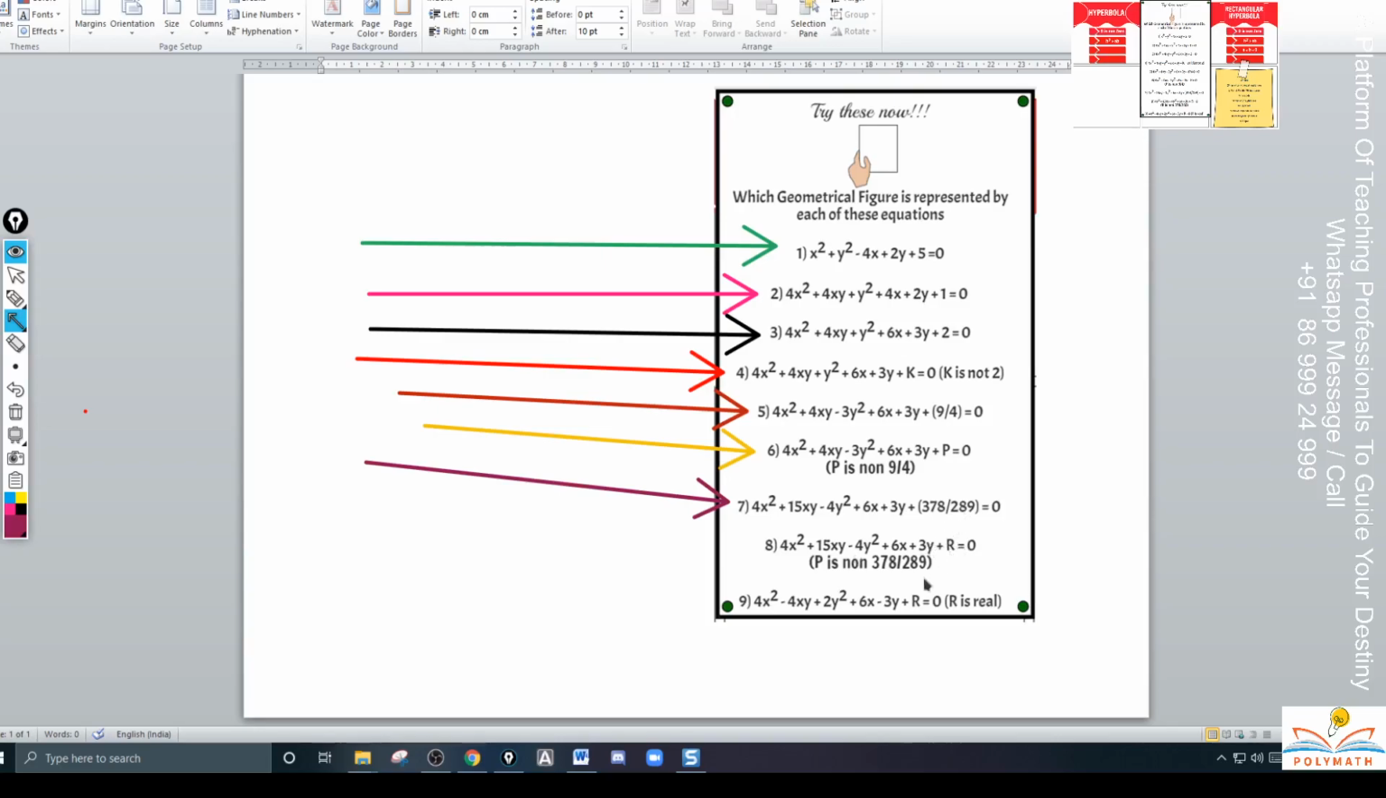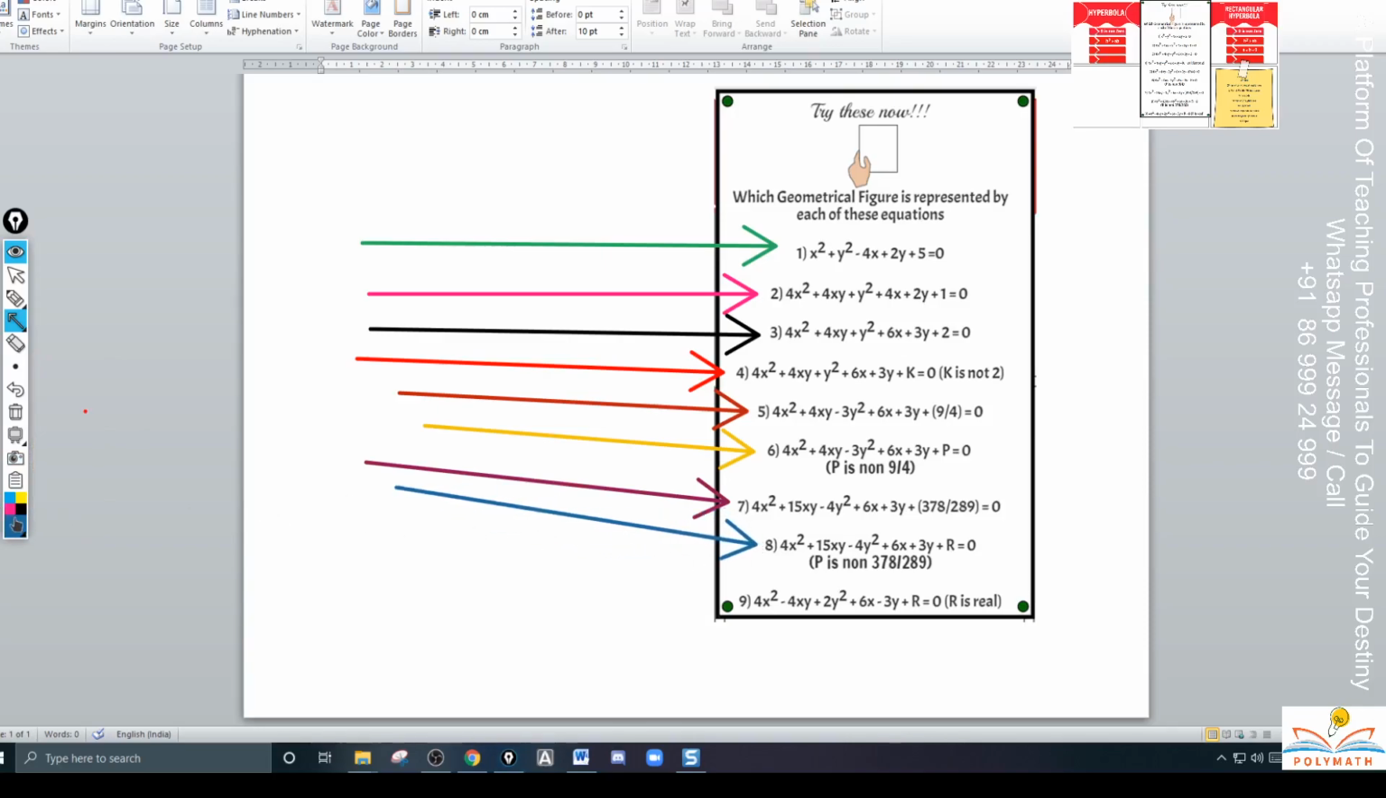The same equation carried to the next part, but only this constant changed here. I said r is not the earlier value; this is r, not p. R is not 378 by 289, and since the constant is changed, d is not equal to 0 here. D is not equal to 0, and h square is greater than ab. What is h square here? 15 by 2 whole square. And what is ab here? 4 into minus 4, it is minus 16. So h square is greater than ab, d not equal to 0, and the coefficient of x square plus the coefficient of y square is equal to 0. It becomes a rectangular hyperbola. So this is a rectangular hyperbola.